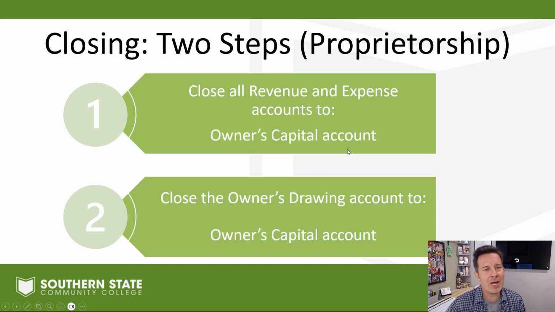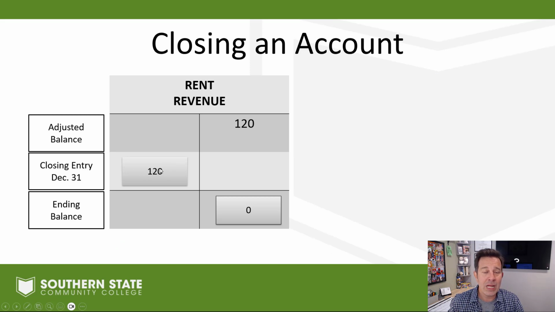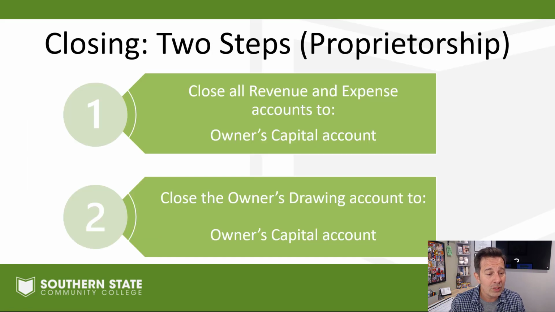So two steps in our process right here. For a proprietorship, we're going to close out all the revenue and expense accounts. The offset is going to be to the owner's capital account. When I say offset, we had a $120 debit here to rent revenue. The offset means the opposite side of that entry would be a $120 credit to the owner's capital account. So we're taking all the revenue and expense accounts and we're dumping them into owner's capital. Step number 2 that I'm going to show you is closing the owner's drawing account. It too gets closed into owner's capital.